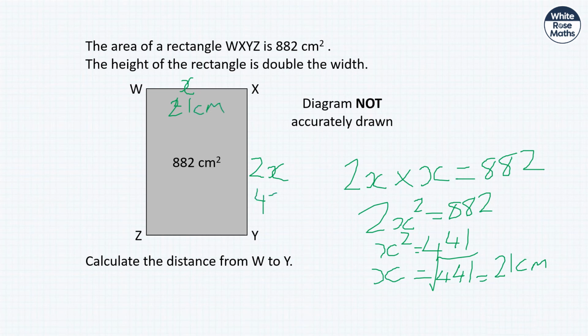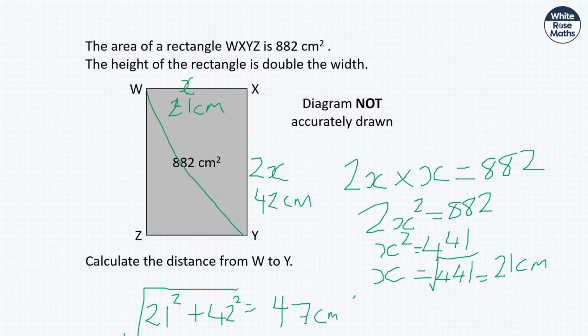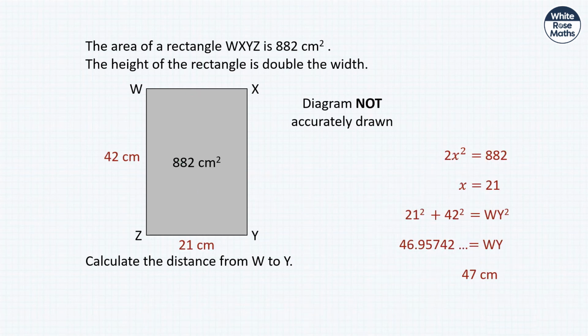And here that'll be 42 centimeters. However, it says calculate the distance from W to Y. So using Pythagoras, it is the square root of 21 squared plus 42 squared. If we bring that into a calculator, we'll get the answer as approximately 47 centimeters to the nearest whole number, guys. There we go.